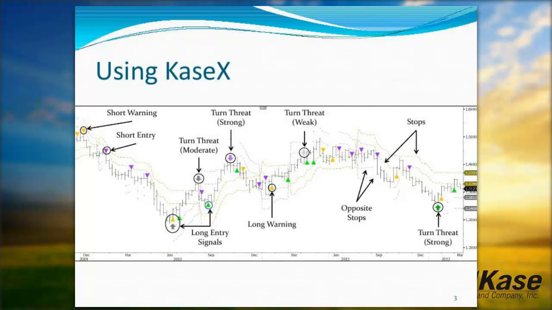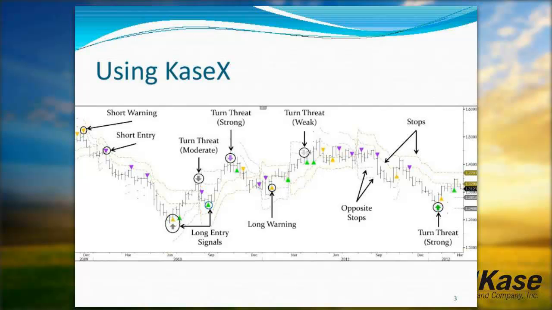Strong turn threat down. So strong indication of the move down, more than likely hit stop level 1 and possibly stop level 2. Then we get a turn threat up. Here's a weak turn threat, one of the gray signals. So we can see here on this confirming bar, this is the bar that confirms the signal, it closed up. That's why this turn threat is weak.